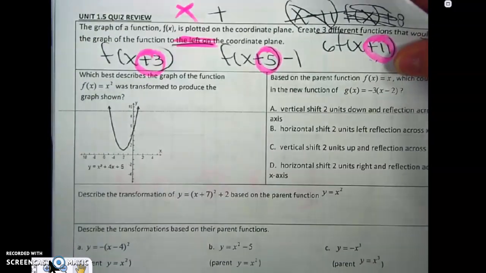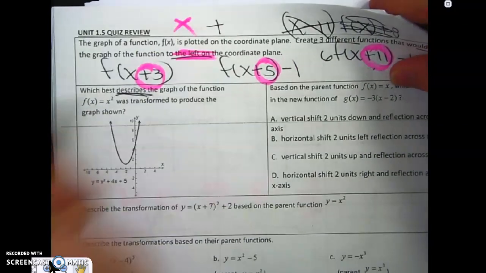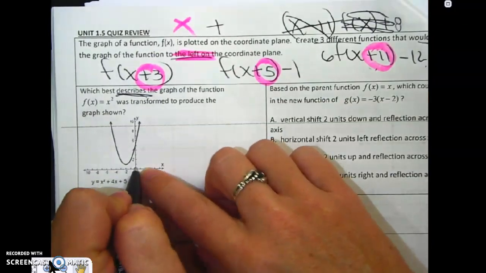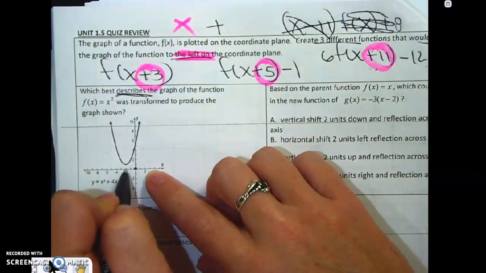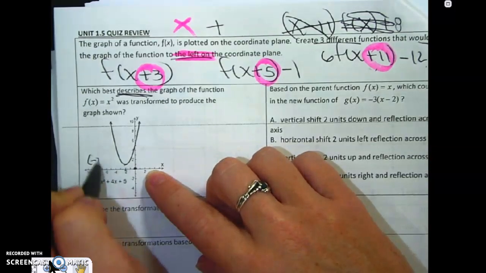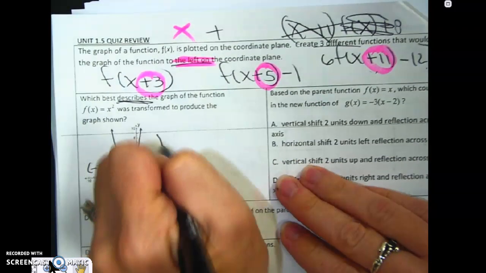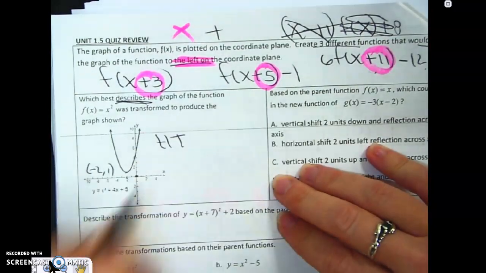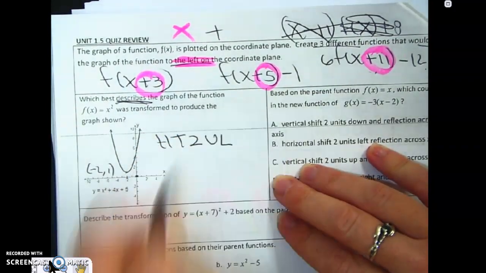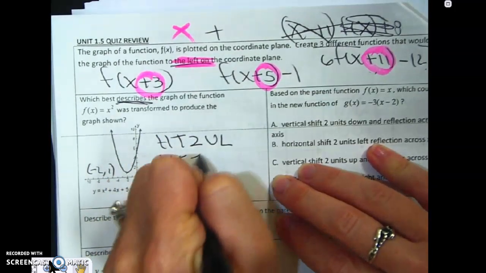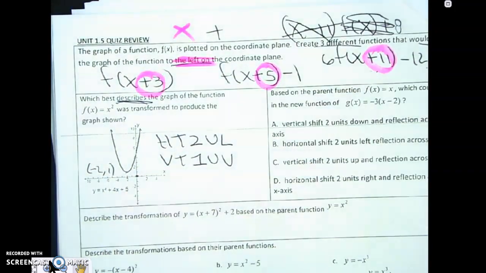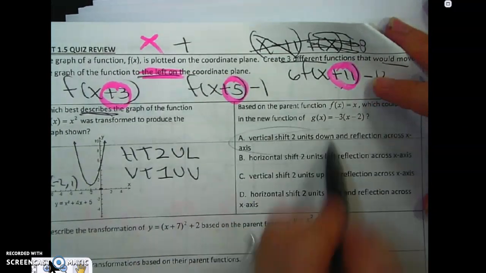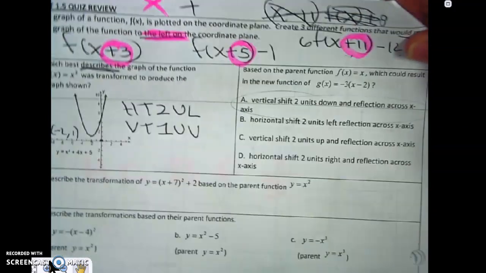All right, so let's see, they want you to describe the transformation. So the parent function is here, so it looks like they went left 2 and up 1. Left 2, up 1, but of course you would write horizontal. Do not write it like that. You have to write it in words. Horizontal translation 2 units left. Vertical translation 1 unit up. Okay? If you don't write it out like this, you will get it marked wrong.